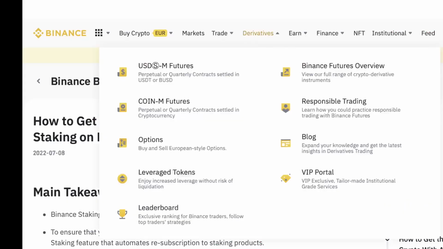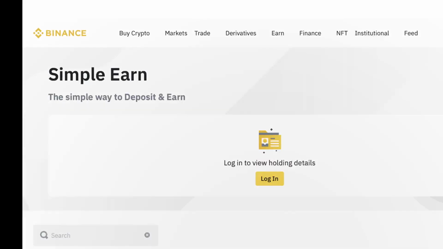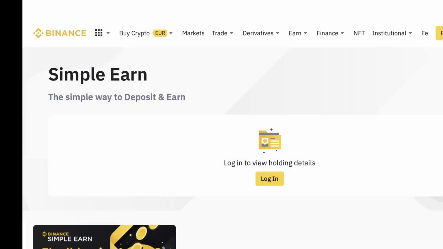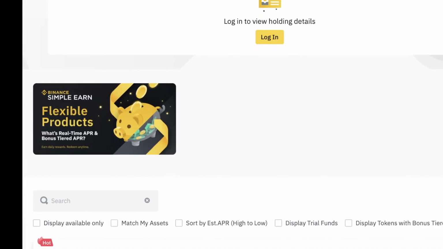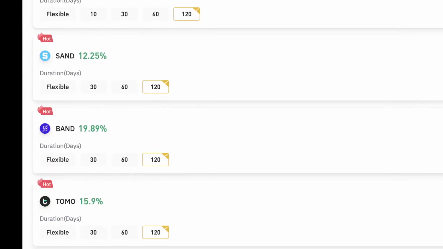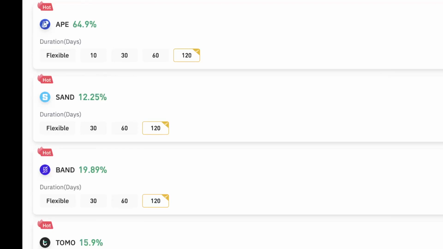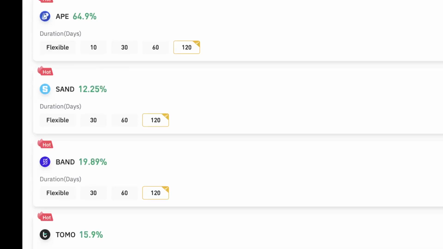So what I normally do is I use Binance. Binance used to call it Binance Staking, but now they've changed to this one called Simple Earn. I guess it's just a new marketing term. But you can see all these coins, and the percentages are the annual return. So if you put in for 120 days, that's the annual return you can get. For SAND it's 12.25%. That's actually pretty high.